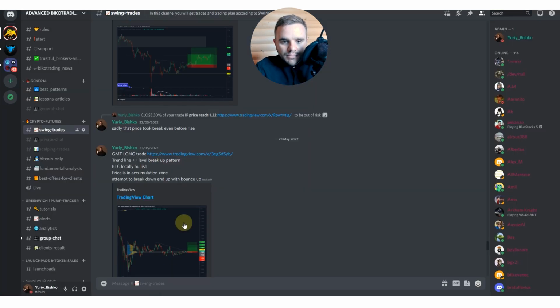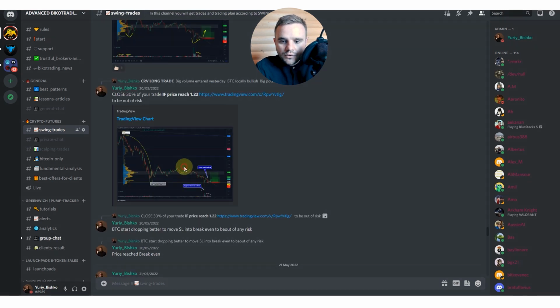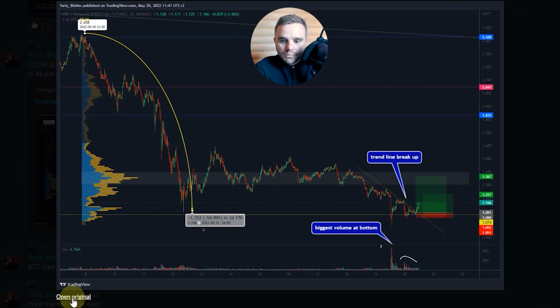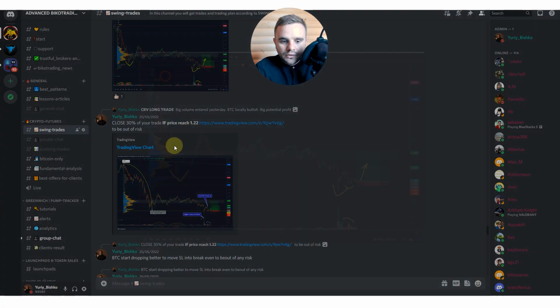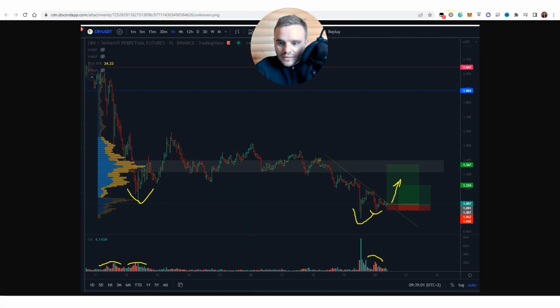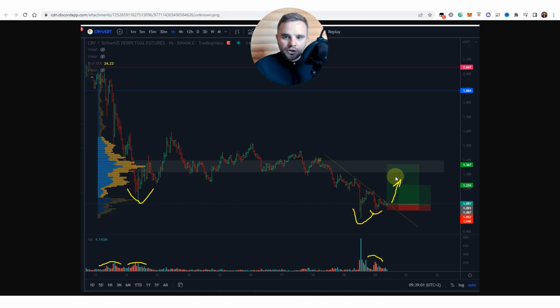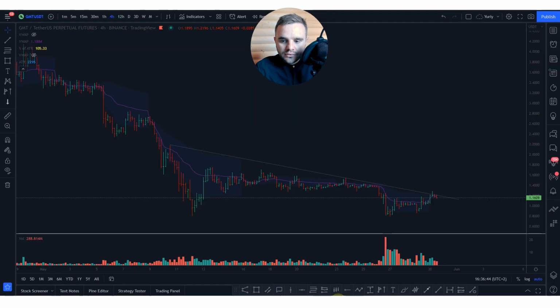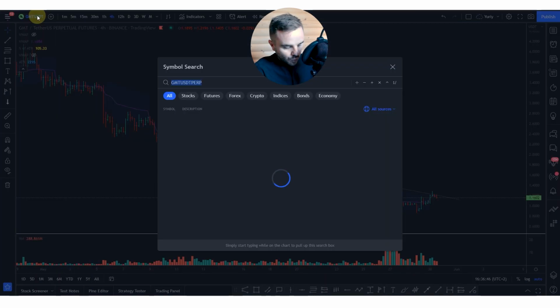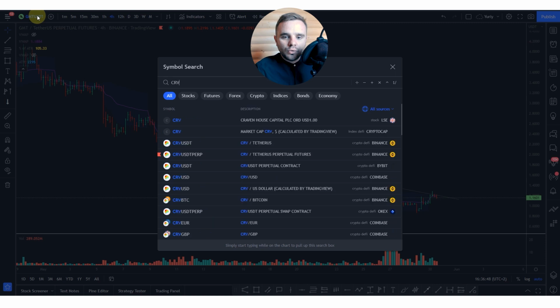Let's do again the example with CRV that I shared with you. This one is a beautiful example of double bottom. Because what did the price do? Price dropped, and we had first stop, and after that second stop, and trend line breakout pattern. How exactly can you trade it? Let me show you a real example. How you can open, how you can set stop loss, on what things you should pay attention.